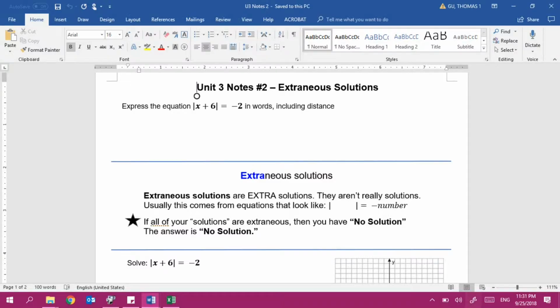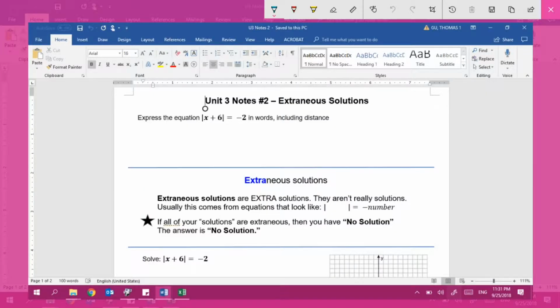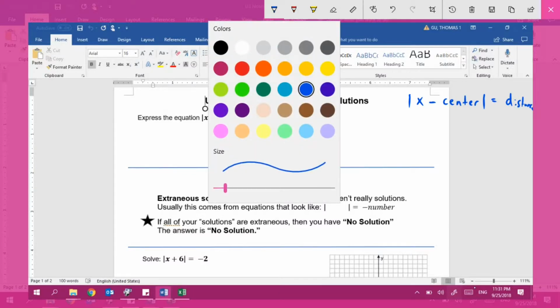But before we get started with that, let's go ahead and express this equation, absolute value of x plus 6 equals -2, in words. To do that, remember, we're going to find the center. Where's our center? But it's not 6, remember, because our original formula is absolute value of x minus the center equals the distance. It's x minus. We see a plus here. So our center is going to be -6.